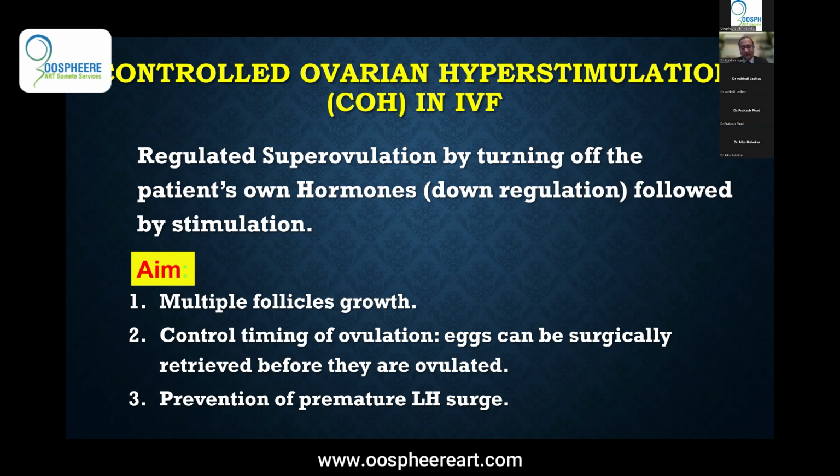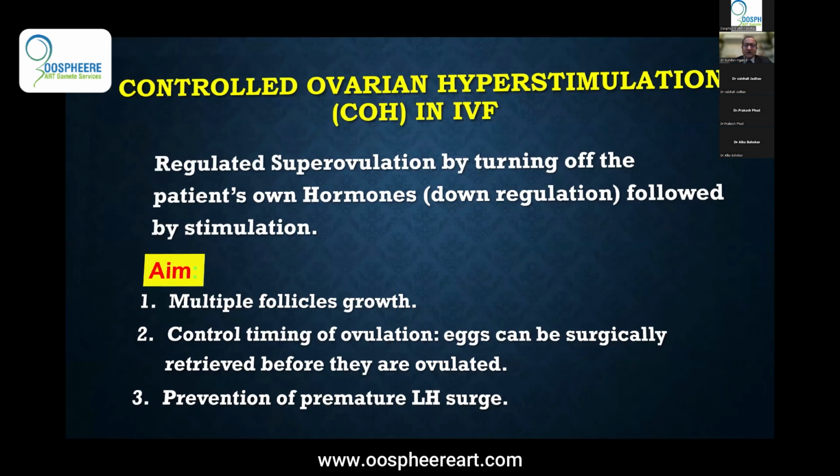And the third aim is prevention of premature LH surge, because if there is a premature LH surge, it will lead to progesterone production and it will advance the endometrium phase. So we will not be able to do a fresh transfer if at all we have planned. So we must keep it in mind. For that matter, we have already understood the different strategies of down regulation, in the lecture I took 3 weeks back, down regulation of the pituitary gland, which is related to prevention of premature LH surge.